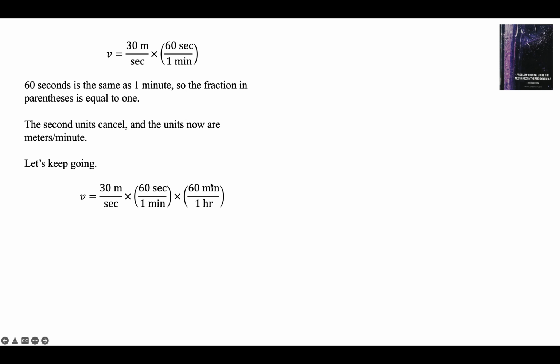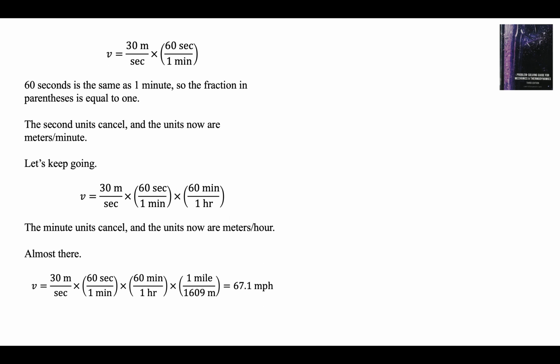So now there's 60 minutes in 1 hour. Now we cancel the minute units, and we have meters per hour. So we're almost there. We want to get rid of the meters, so we put those in the bottom. And it happens that there's 1,609 meters in 1 mile. And now we have the answer.